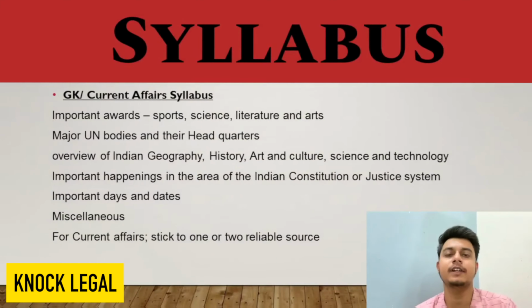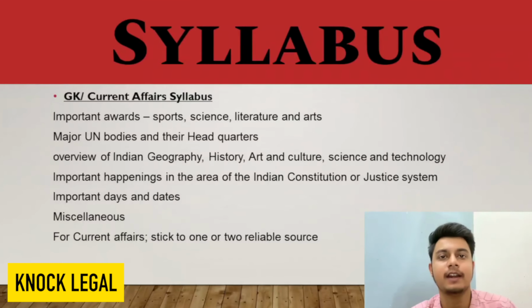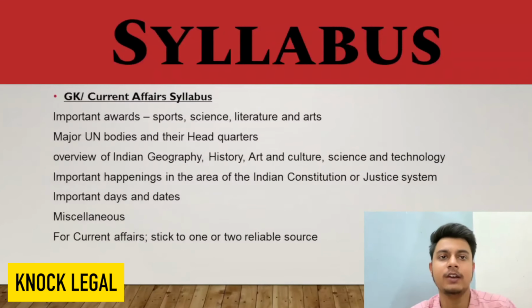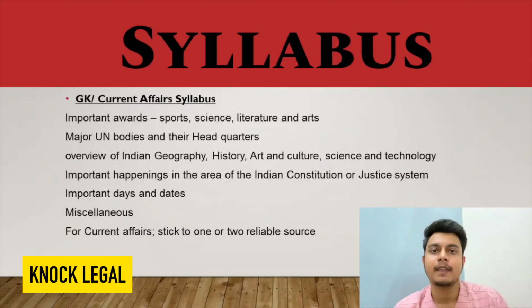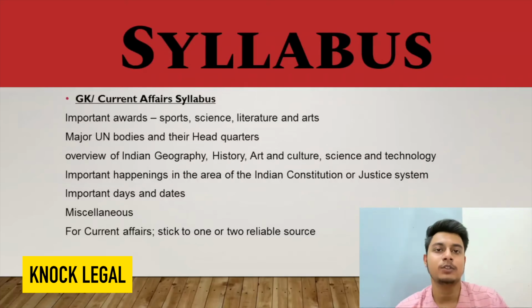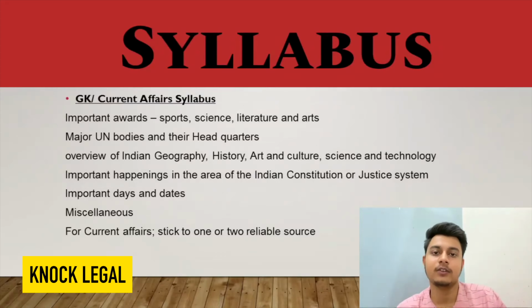In GK or current affairs, we need to study important awards related to sports, science, literature and arts, major UN bodies and their headquarters, important happenings in the area of constitution or justice system, important days and dates, books and author, and about history and geography as well. For current affairs, just stick to one or two reliable sources. Remember, you need to study current affairs daily because CLAT always gives questions related to current affairs. Like if they will be giving question about geography or history, they'll be definitely giving it because it was related to the current affair of the year.